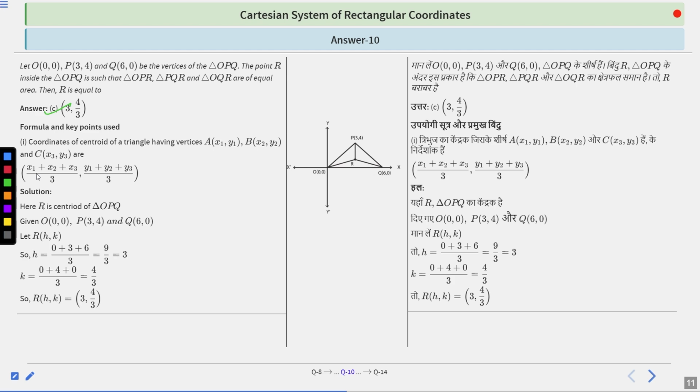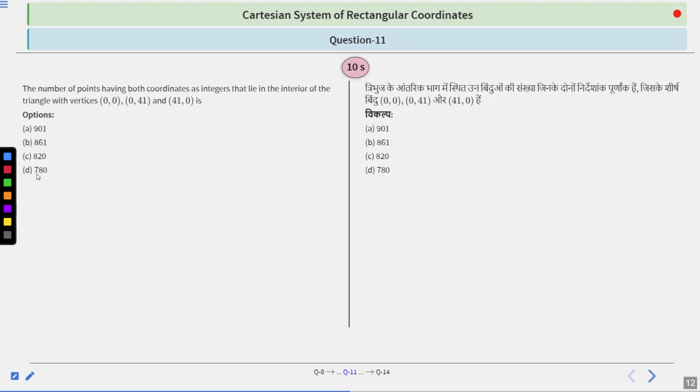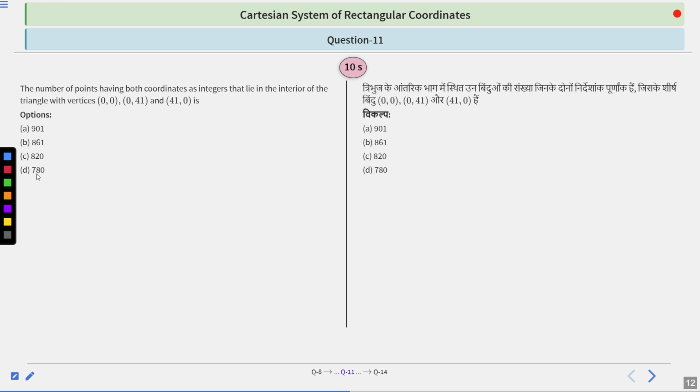Okay. Let us move to the next question. Question number 11 says: the number of points having both coordinates as integers that lie in the interior of the triangle with vertices (0, 0), (0, 41) and (41, 0) is. So the hint of this question is, first we will try to draw the triangle having vertices (0, 0), (0, 41) and (41, 0).